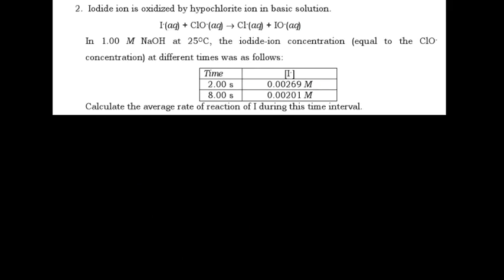We want us to determine the rate. They've told us we've been given information. So that is the equation we are given. Iodide ion is oxidized by hypochlorite ion in basic solution. Okay, the equation has been given there. And then in 1 molar concentration of sodium hydroxide, the iodide ion concentration was equal to the hypochlorite ion. And then we are told the time.